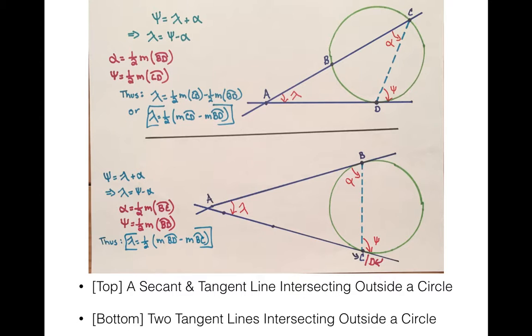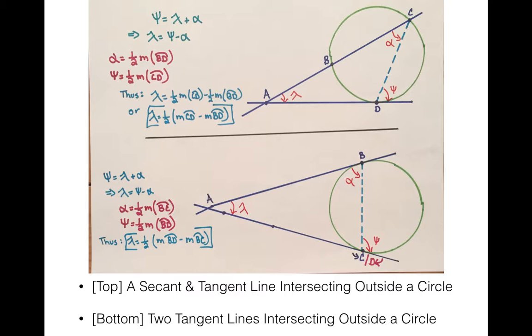And finally, we have two tangents intersecting outside of a circle. Again, we're going to drop a chord from B to C, and we're going to use our remote interior angles theorem. So we say psi is equal to lambda plus alpha. We can rewrite that as lambda is equal to psi minus alpha. And again, we can see that alpha and psi are inscribed angles, and we can use their measurements to solve for lambda. And we get our final formula, which is lambda is equal to 1/2 times the measure of BD minus the measure of BC.